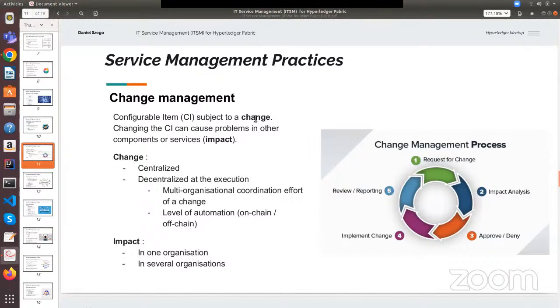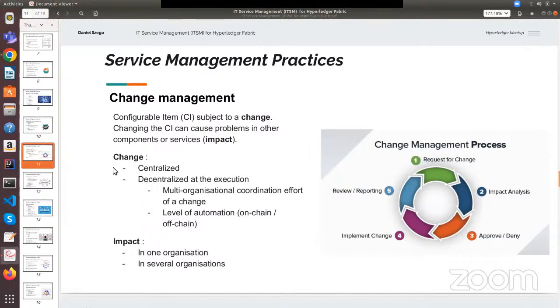And in change management, the other thing: we get a configurable item that is subject to change, and if we change this item, then usually we should consider the impact. So if you add one negative rule on our firewall, for instance, which is a change, then practically it might happen that the whole application goes down, which is actually a pretty serious impact.